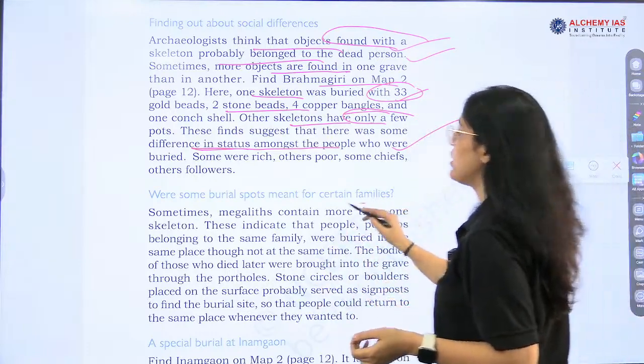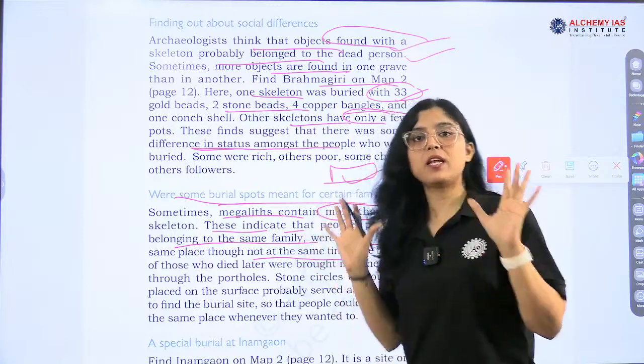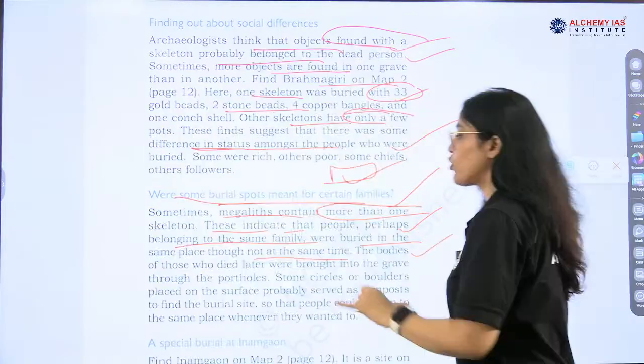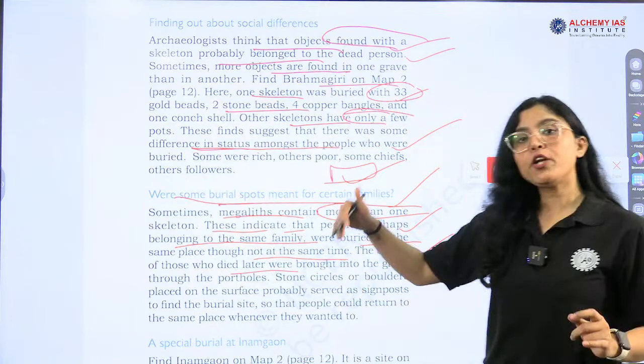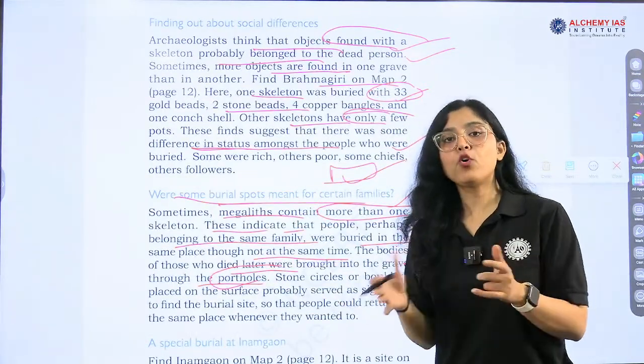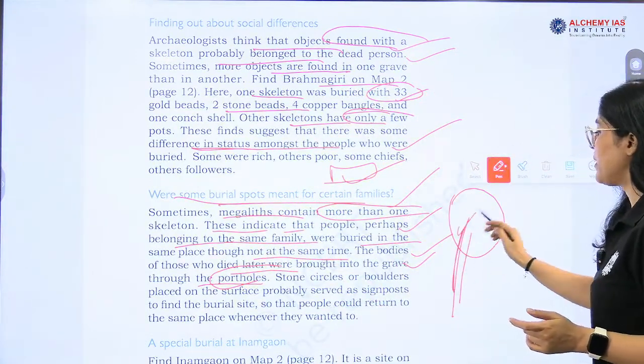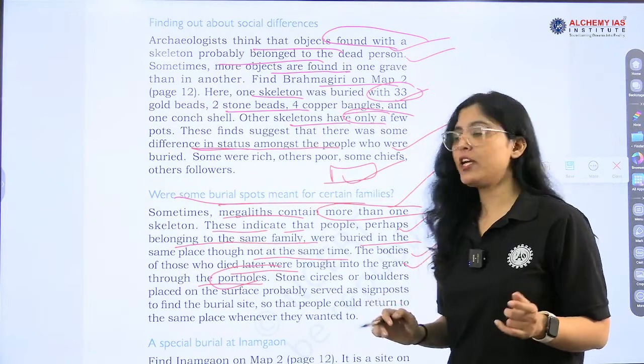Next is, were some burial spots meant for certain families? Bodies were placed in the same grave, right? The bodies of those who died later were brought into the grave through how? There were holes, right? Portholes were there. So this is a grave, there would be a porthole and bodies will then be taken into the grave.